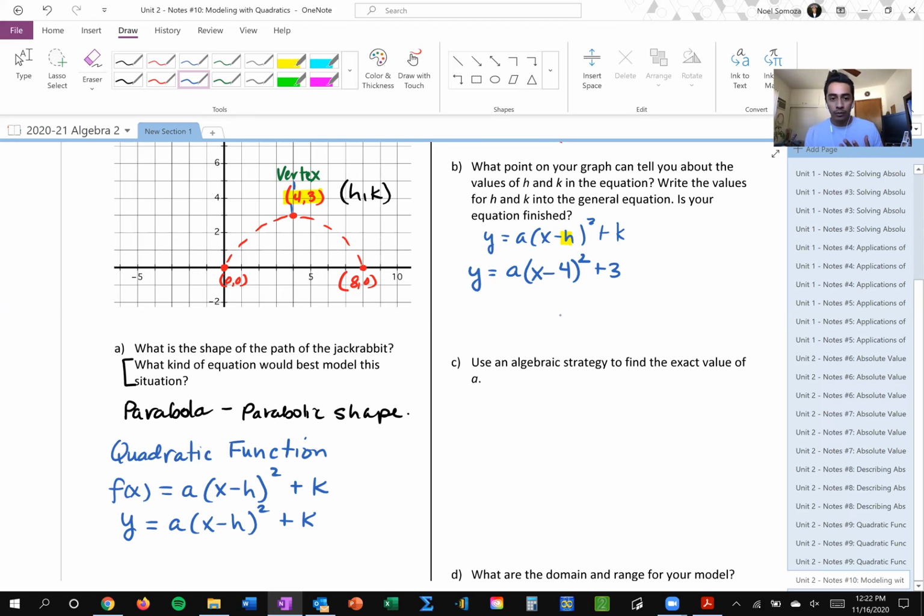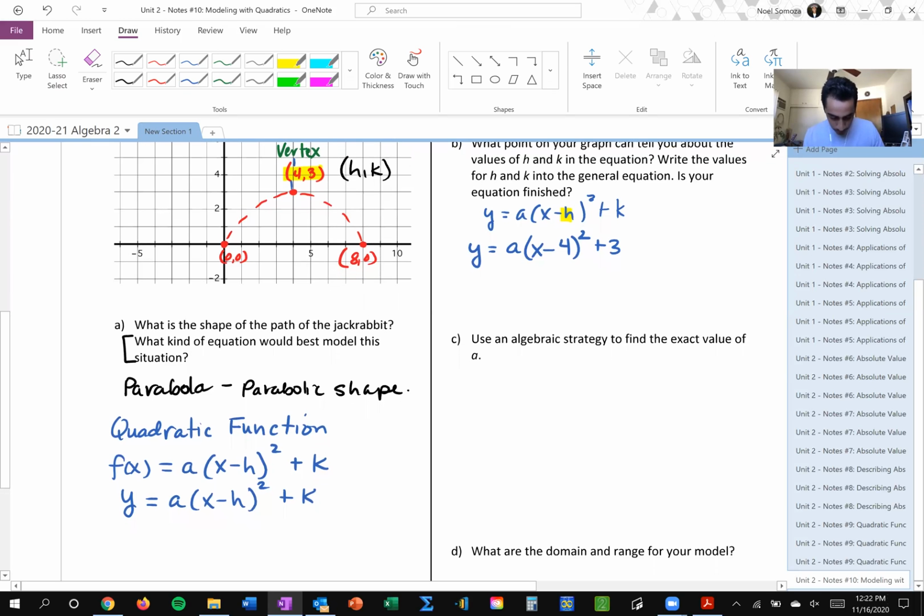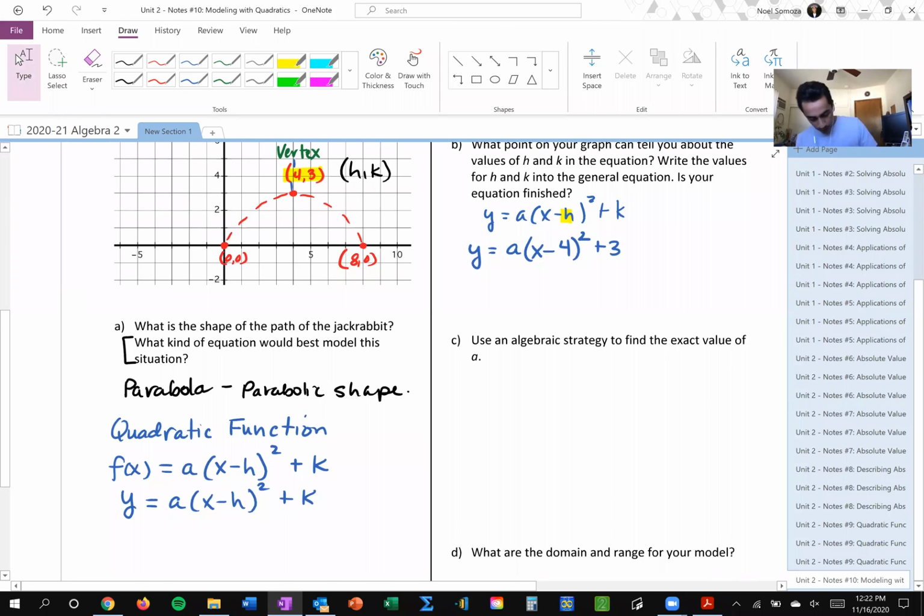All right, now, what else is missing? We have h, we have k. Yeah, we don't have a, right? We don't have a yet. Okay, so here's where we're gonna find a. That's the only variable left for us to find. It's okay for your function to have x and y as unknowns, right? Because that's what allows you to actually generate the graph, okay? But we need to find a, right? And that's what it's saying. Use an algebraic strategy to find the exact value of a.